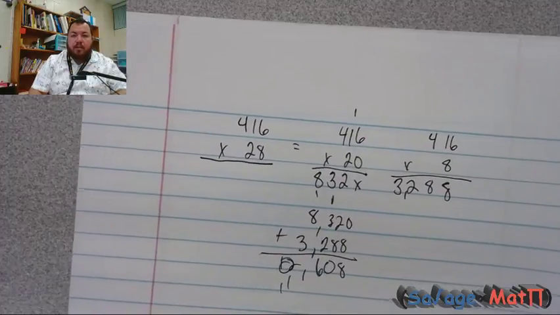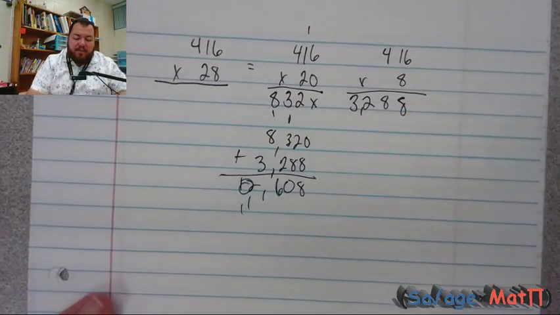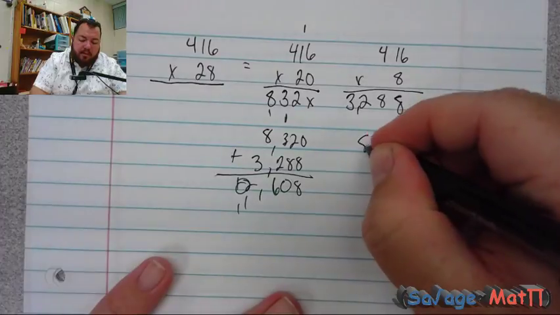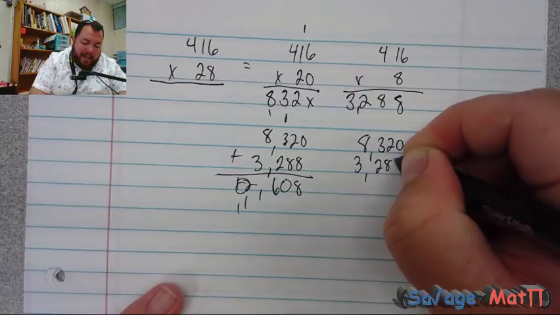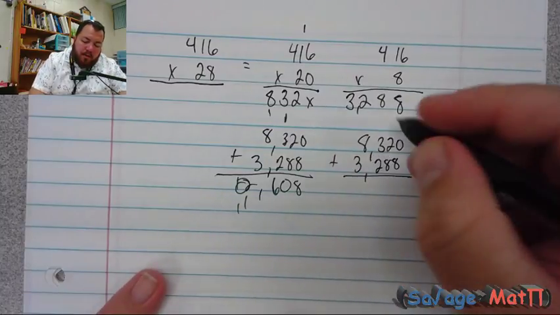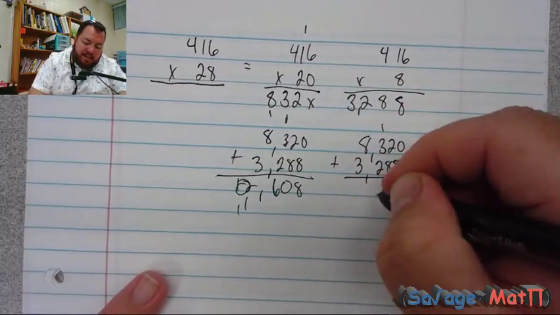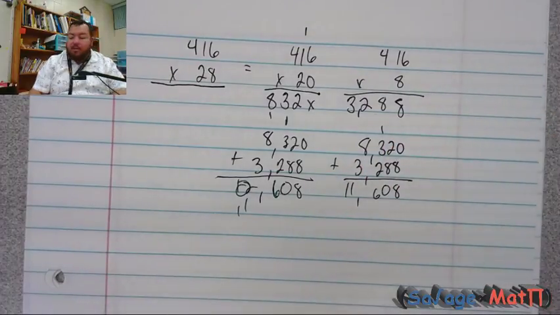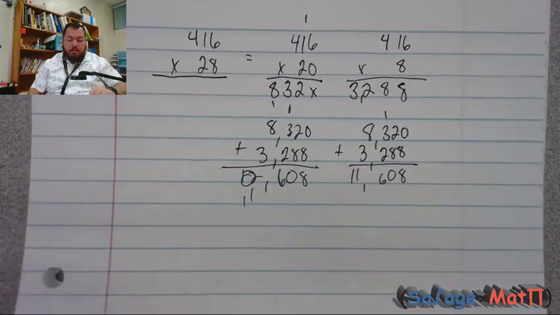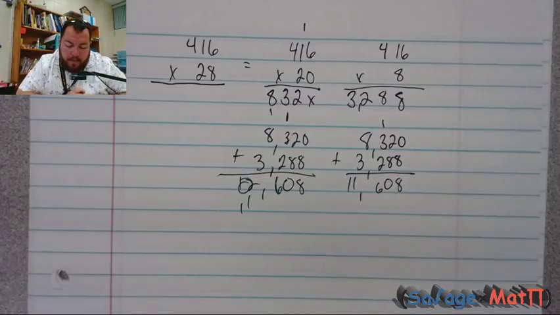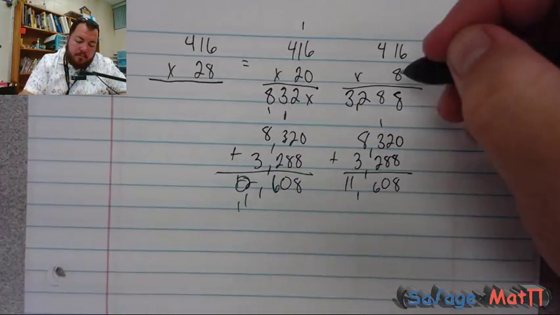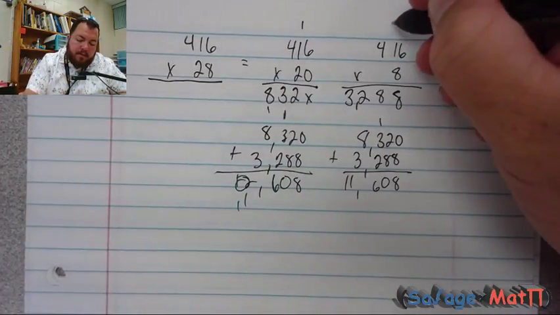So, guys, look, what I did wrong was I added this wrong. So I was right with the 8,320 and 3,288, but I added it wrong. So 8, 0, and 1 is 6, and then 11,608. Oh, we got 48. Oh, man.